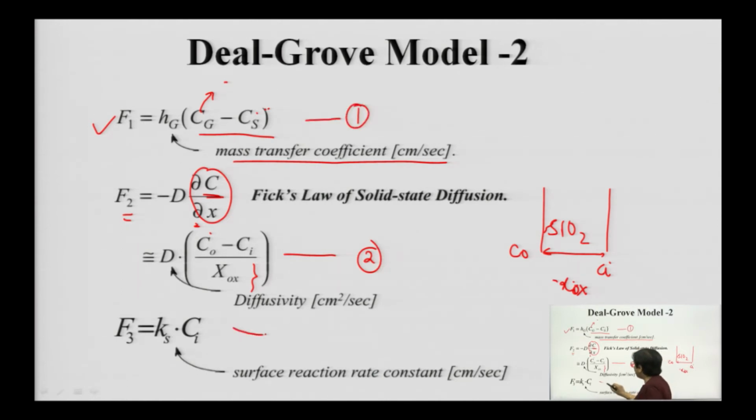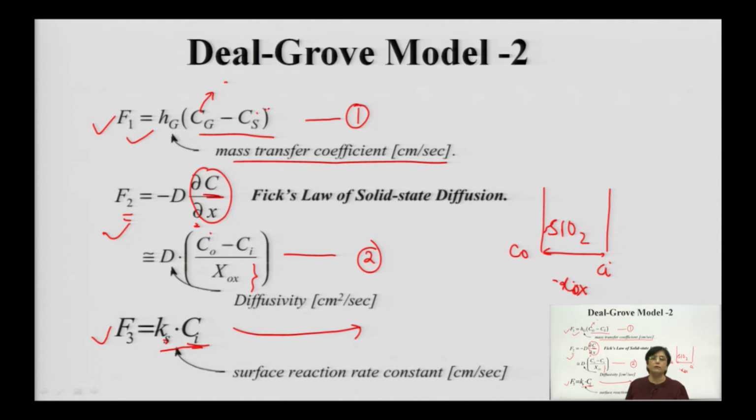The third equation is basically because of the reaction at the interface, which is causing the formation of SiO2. Whatever number of species are available to react with the oxygen arriving over there, that much oxide layer will grow, and therefore I am calling it the reaction rate constant Ks, or surface reaction rate constant, into Ci. Ci is basically the oxidizing species on the surface. So this is how I define the fluxes F1, F2 and F3.